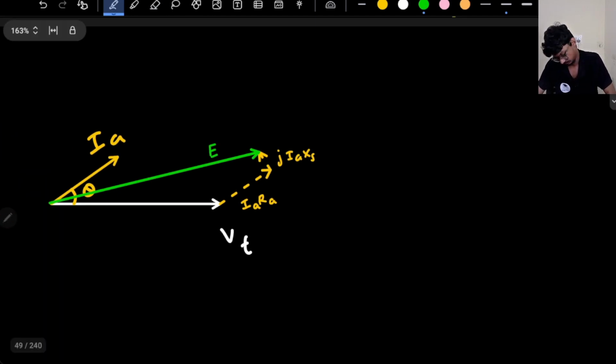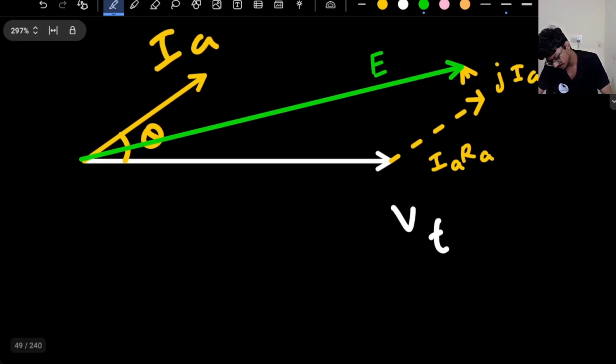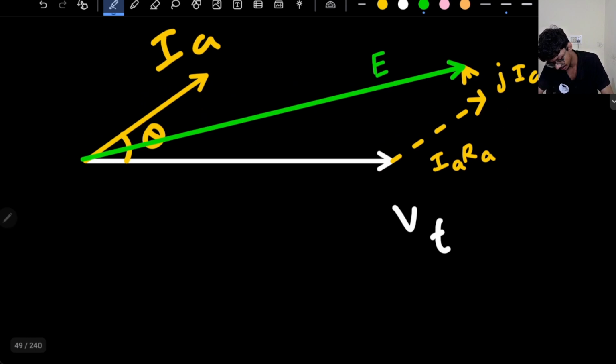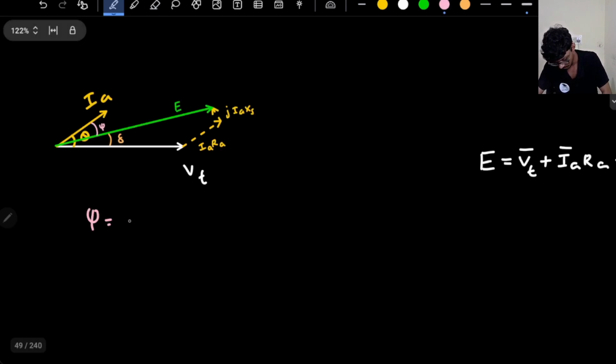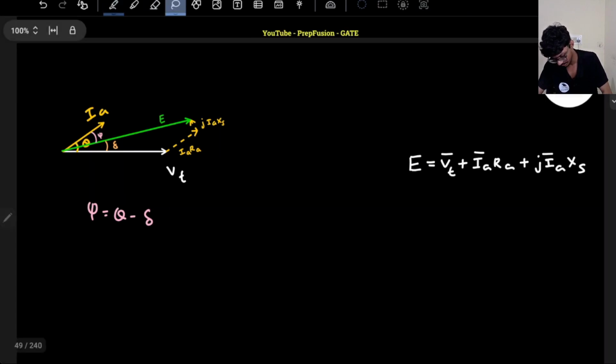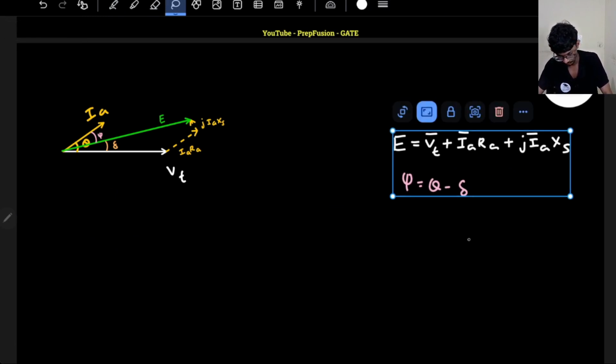Okay. So now what is the internal power factor angle? The internal power factor angle is this, right? Psi. What is it equal to actually? So what is delta? Delta is the angle between the resultant voltage and the terminal voltage, that is delta. So what is psi equal to? So psi this time will be equal to theta minus delta. That is what my psi is equal to. Okay, I hope you have understood this thing.